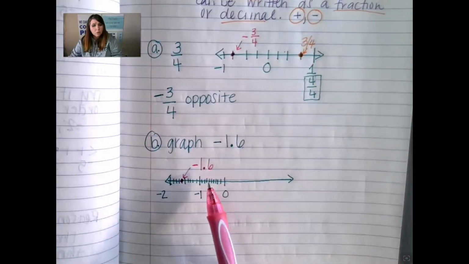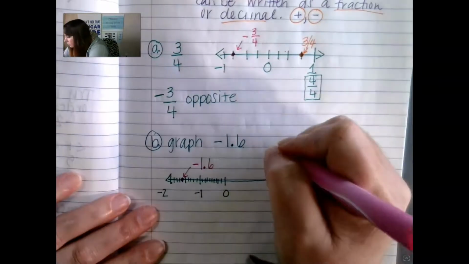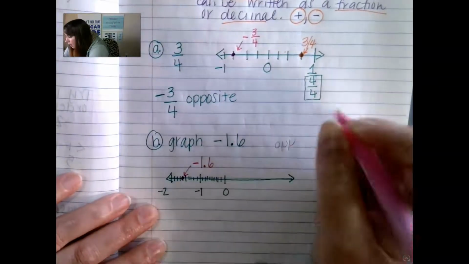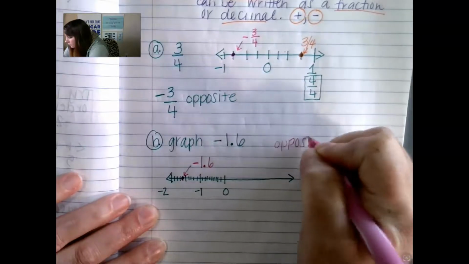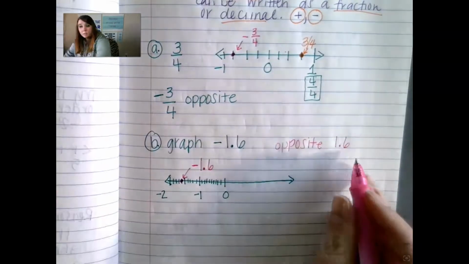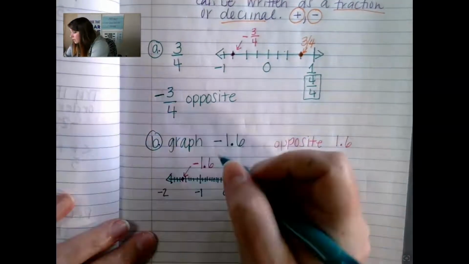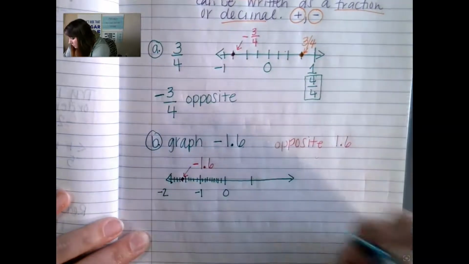But now I need to graph its opposite. So the opposite is 1 6/10, the positive side of things. So now over on this side, I can go to 1 whole.